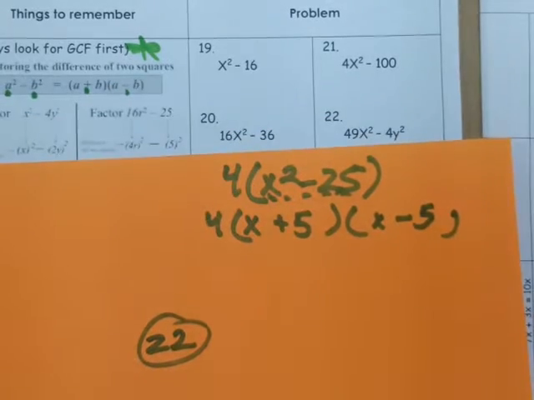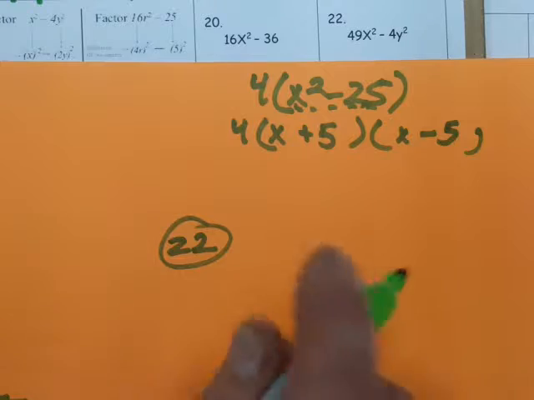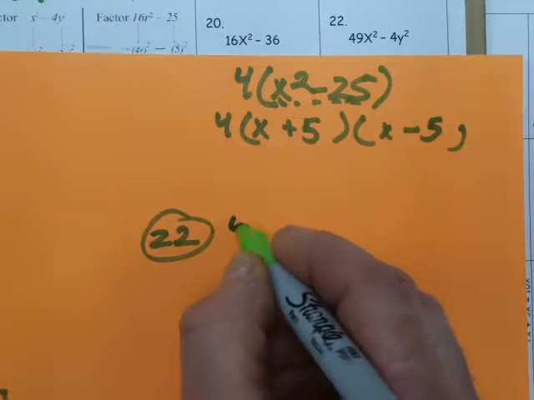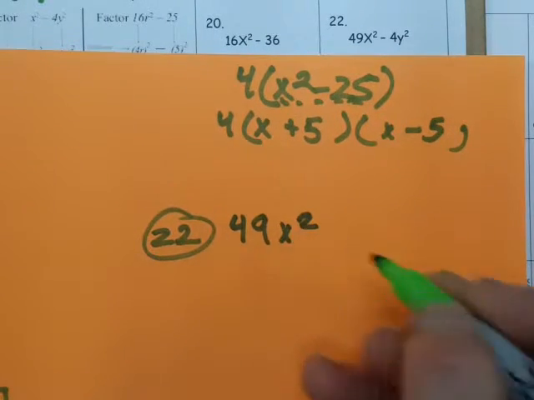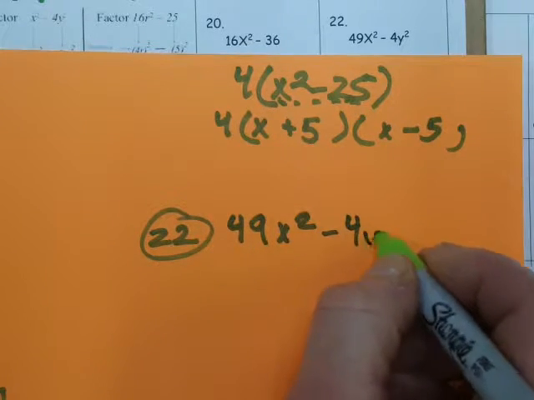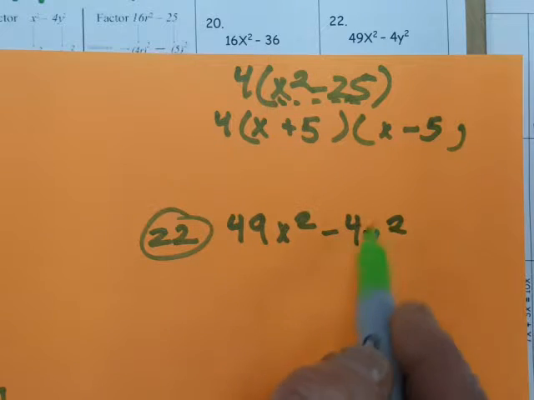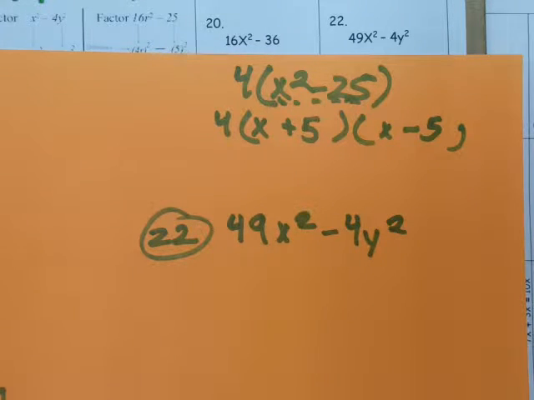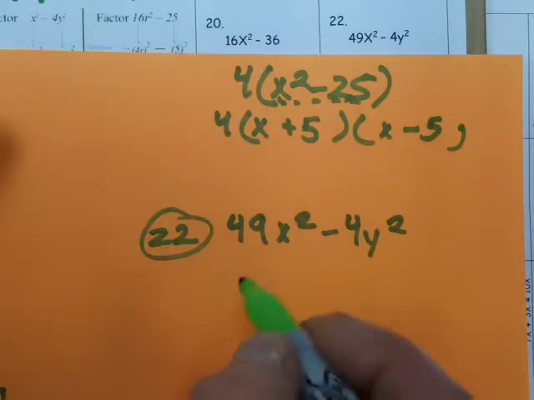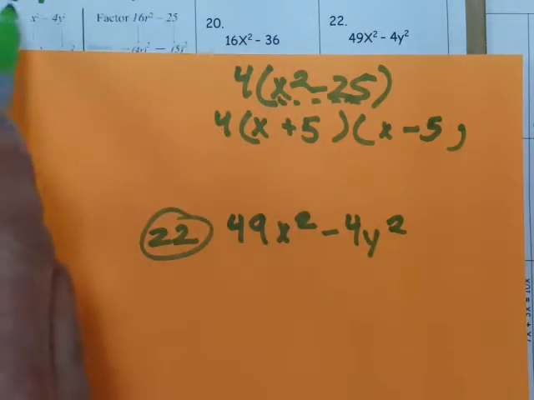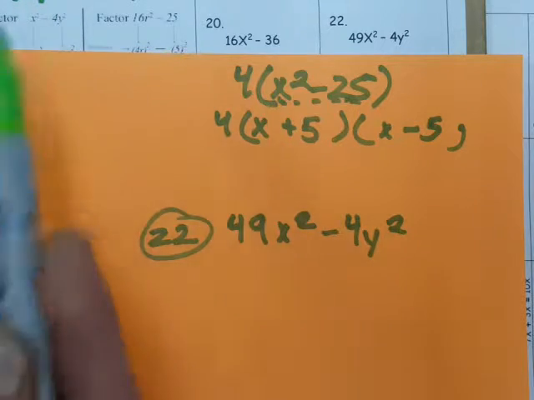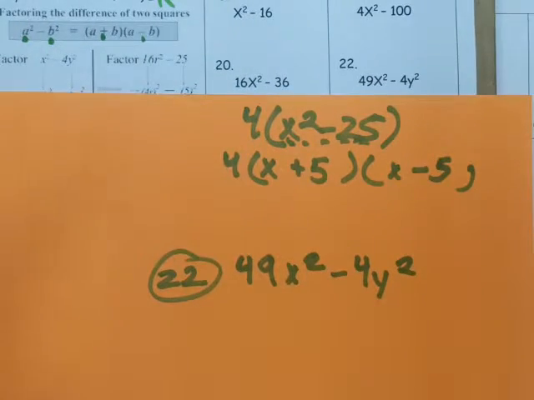And let's see what we have. 49x squared minus 4y squared. A lot of folks have trouble with this because it's got an extra variable in it, but it's the same problem. We first look for a GCF, but between these two terms, all we can divide is 1. And 1's not going to help us simplify, so let's try our other way to factor two terms, which is difference of squares.